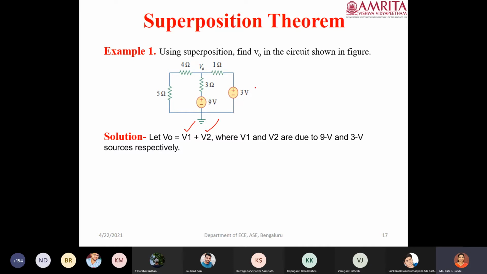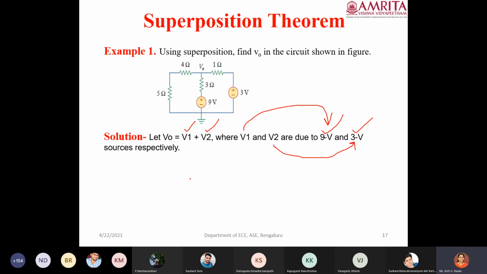Again, the other one, whichever you are going to consider. So that means V0 is the addition of V1 and V2, where V1 and V2 are due to the 9 volt and 3 volt sources respectively. V1 you will calculate when the 9 volt source is acting, that means the 3 volt source is short circuited, and V2 is the voltage at the V0 terminal, which you will find when the 3 volt source is acting, but the 9 volt source is short circuited.